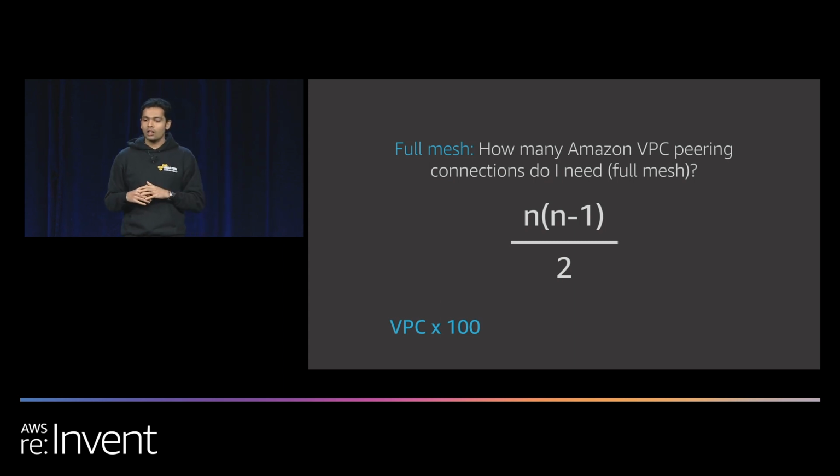Here's a quick math formula to give you perspective of what it takes to build a full mesh connectivity using VPC peering. In this example, the customer had 100 VPCs.